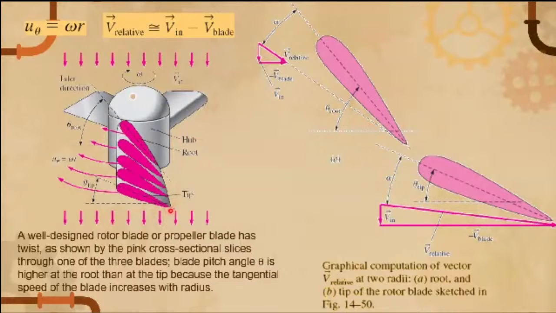Let me repeat again. If there's no twist, if from the root until the tip they are having the same angle, and when they rotate, from the root until the tip, they will experience different pressure because the tangential speed is different.